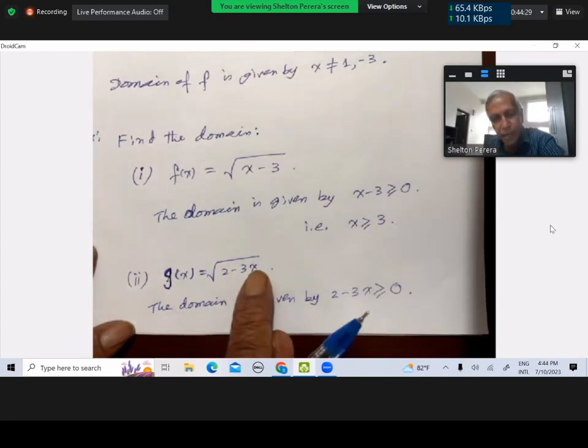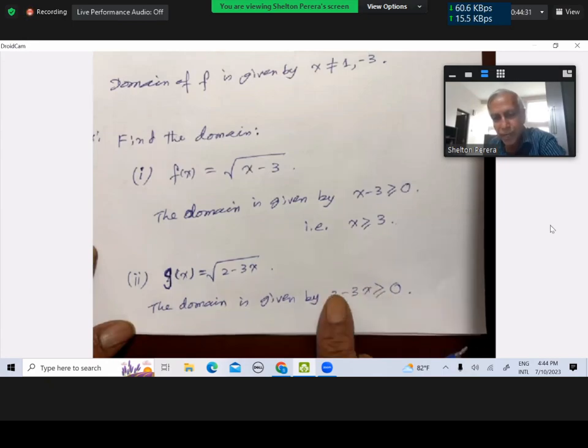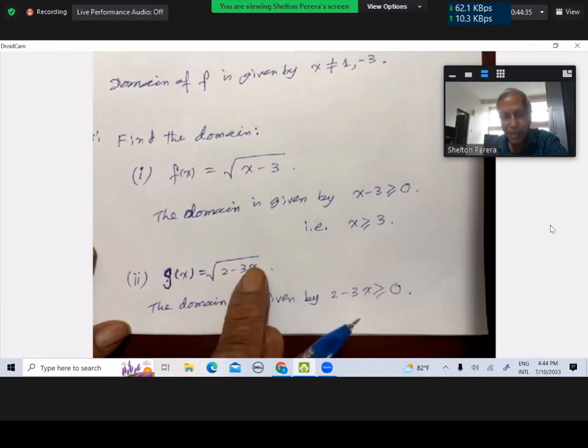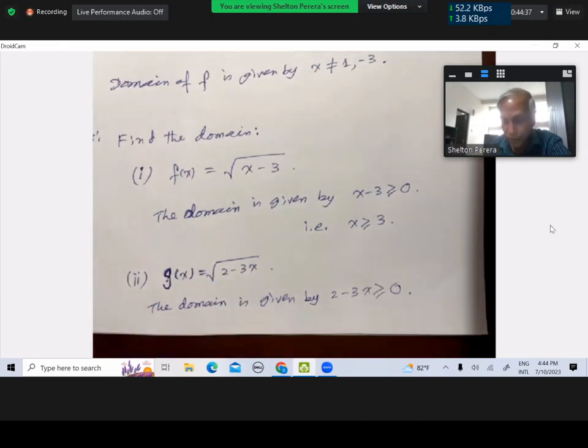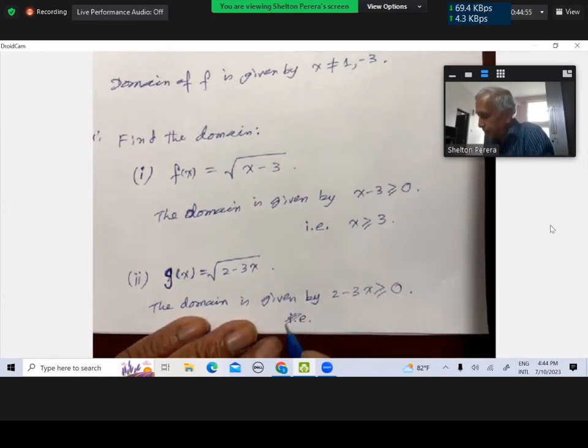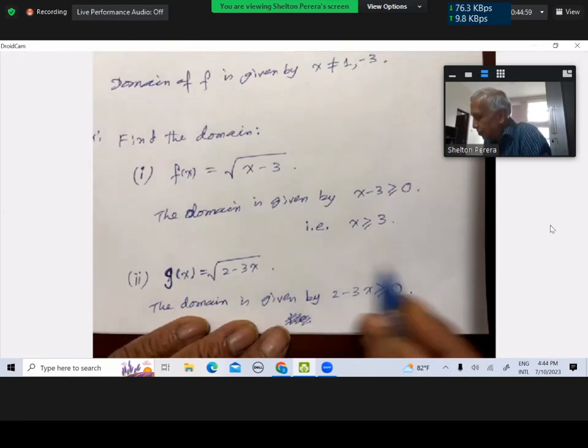Otherwise, if it is outside of this set of values, then you get a negative number inside. If we have a square root, inside cannot be negative because it would not produce a real number. The domain is given by this, that is the domain as an inequality. Yes, I need to simplify this. You can take 2 to the other side.